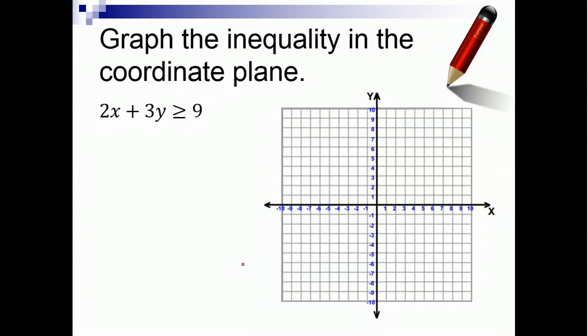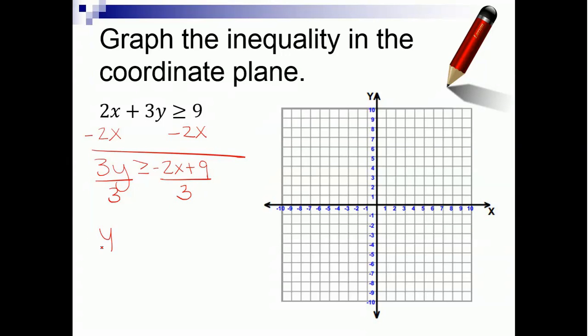Let's try one more problem, just so you can get a look at it. So 2x plus 3y is greater than or equal to 9. So first of all, let's solve for y. Okay, divide by 3. Negative 2/3 x plus 3, right? So I start at 3. Let's graph my line now. Down 2 over 3. Up 2 over 3.